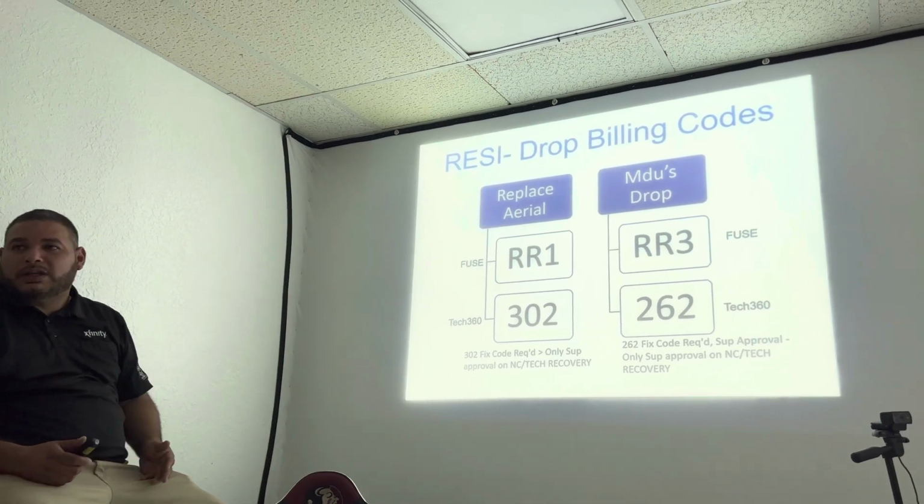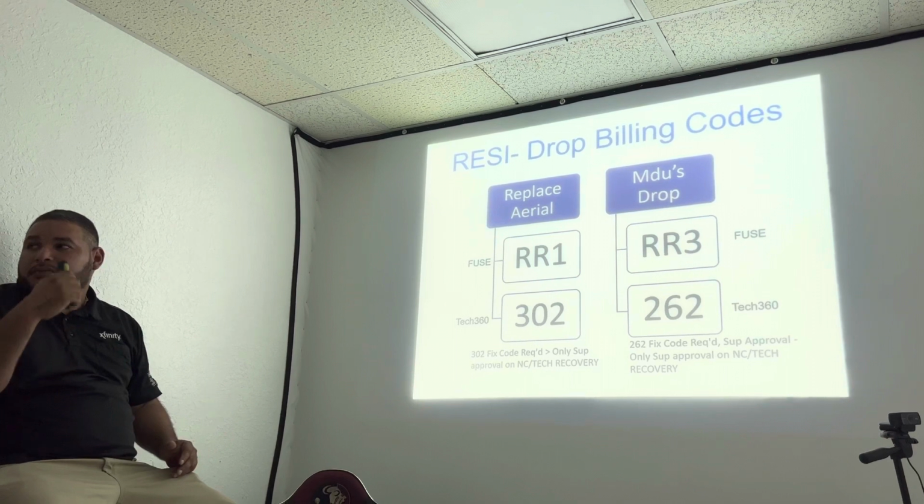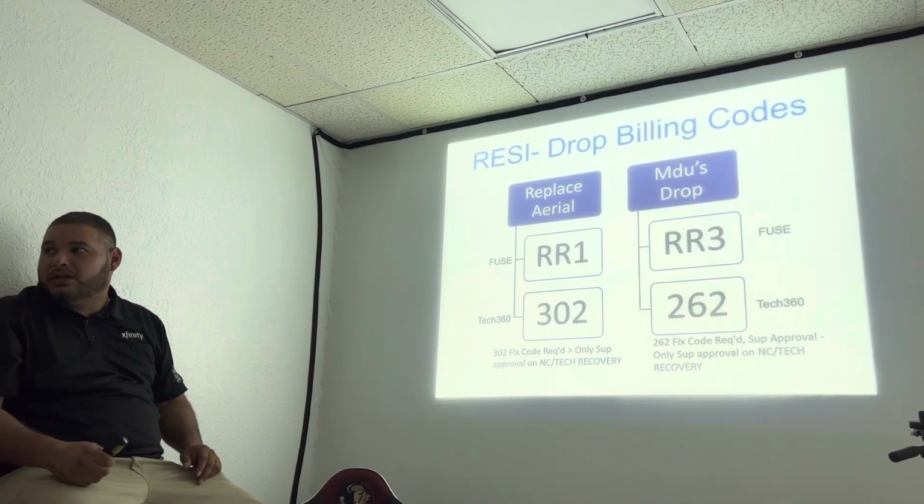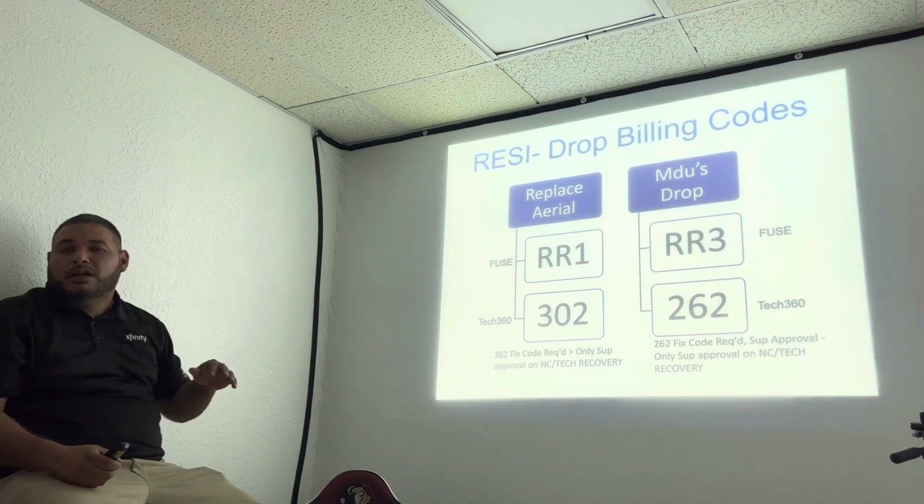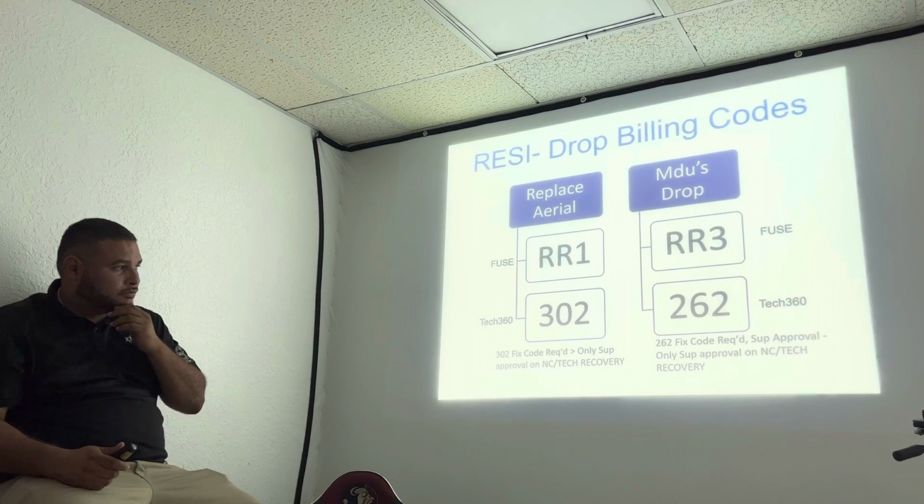The same thing for MDU. Most likely you guys will not be doing MDU. If it's on the second story, and you're gonna run the cable through inside the molding to the tap and to the apartment, then that's considered MDU. Then you gotta call your supervisor for approval.